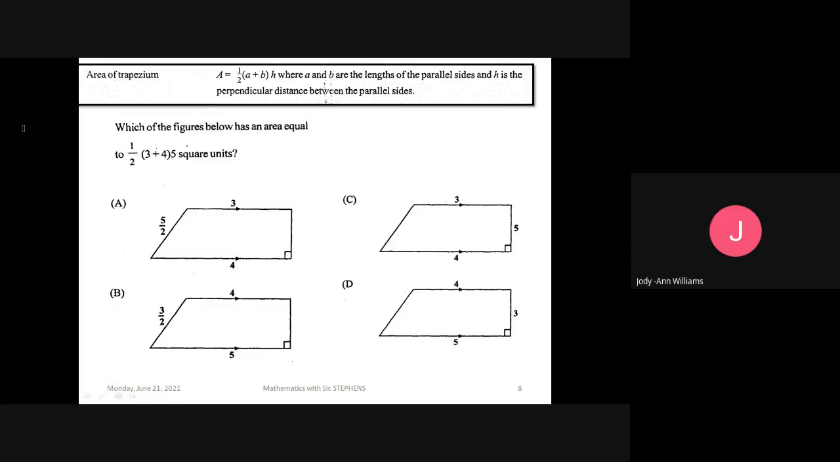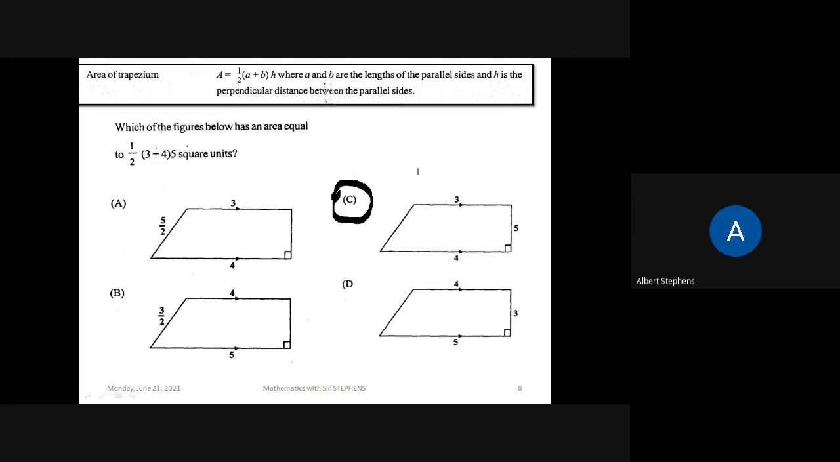Sir, I would say C, sir. All right, Jody, you want to explain to us how you arrive at C? It is correct, by the way. Sir, we don't have to work it out, but C is the only answer with a perpendicular height of 5. You know what the beauty about this question is? You don't work out anything. There's no working out. You just look.